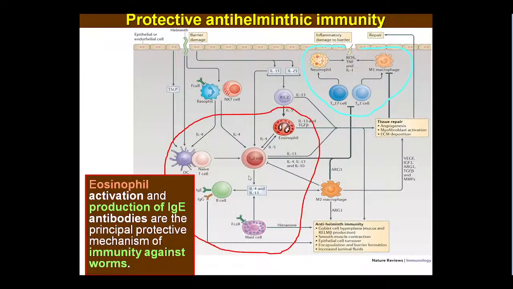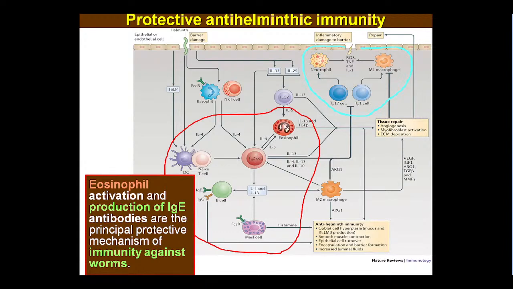What do you see here in this scheme? Eosinophil activation and production of immunoglobulin E. These processes are inside the zone marked by the red line. They are the basic protective mechanisms against worms. The central cell is the T helper type 2. Worms stimulate T helper type 2. The T helper type 2 population produces interleukin 4 and 5 that stimulate maturation of eosinophils.